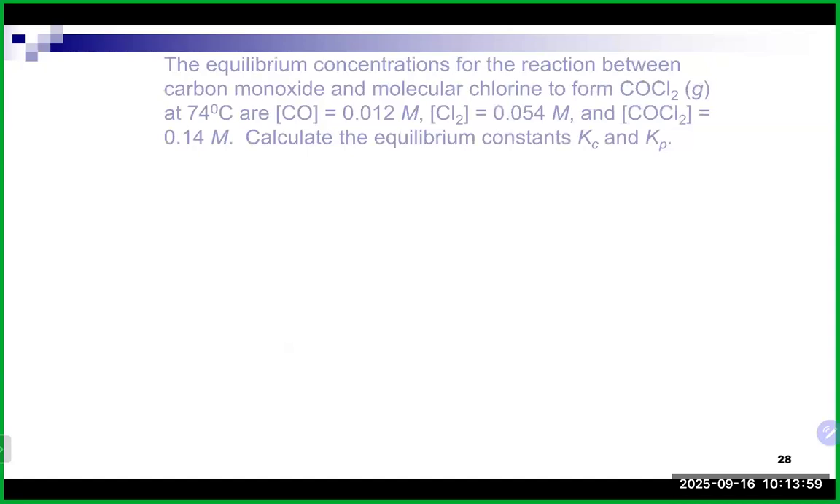All right, so why don't we try one here, a little calculation. The equilibrium concentrations for the reaction between carbon monoxide and molecular chlorine at 74 degrees Celsius: CO is 0.012 molar, chlorine is 0.054 molar, and COCl2 is 0.14. What is the Kc and Kp values? All right, so take a few moments. We're going to calculate those.